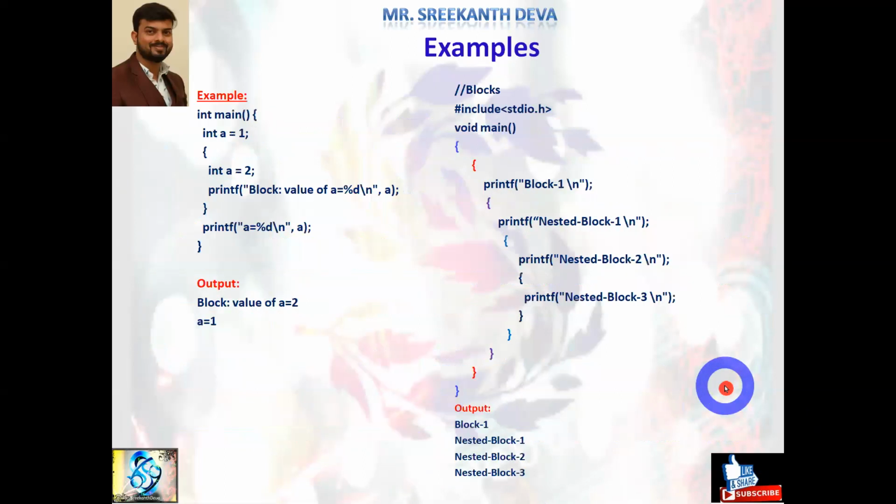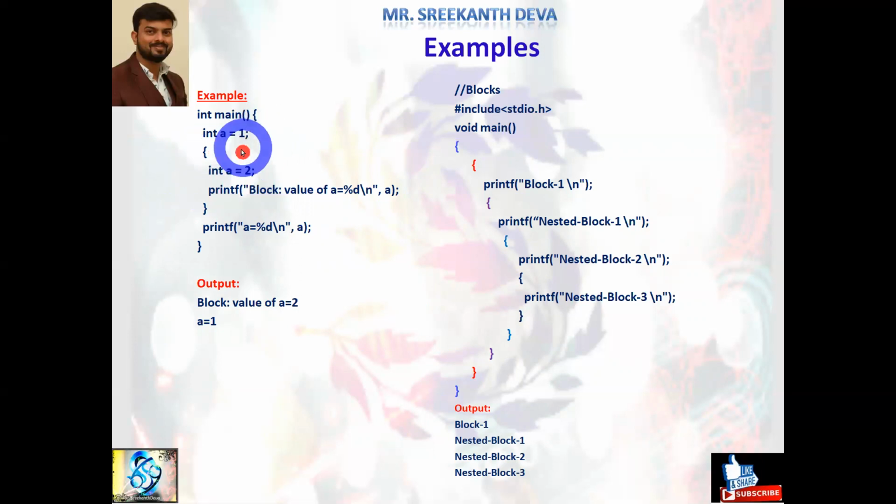Okay. See, this is the best example for blocks. Here I declared the int main function. I declared one local variable, a is equal to 1. Here I created a block. Within the block, I declared again a is equal to 2. See, which value is going to be printed? The outer block has a is equal to 1. Inside the block a is equal to 2.